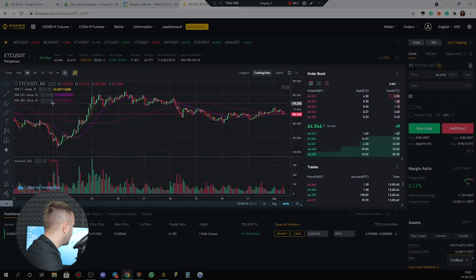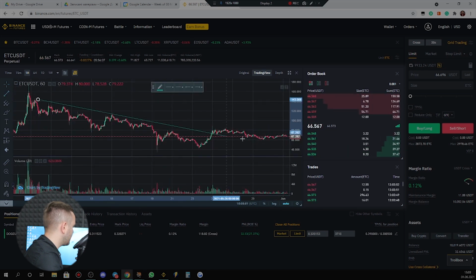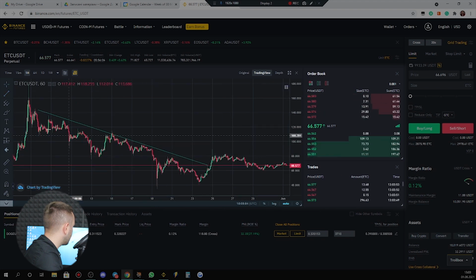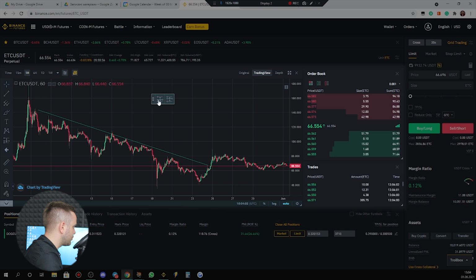You can start using TradingView because TradingView is much better. Here you can build trend lines. Here you can use the most useful tool that we have on TradingView, the long and short position. As you can see, you can choose all of them.